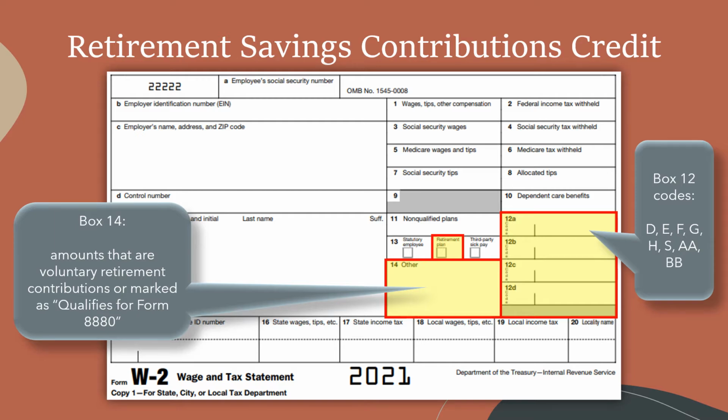In addition to that, we have box 13. That's the box with all the little check boxes in it, three little check boxes. The middle box there is retirement plan.